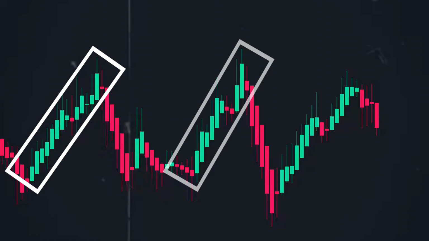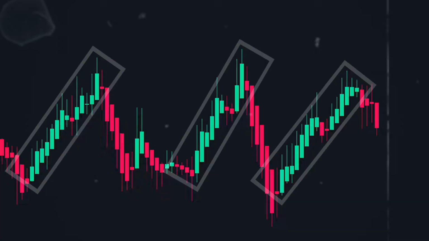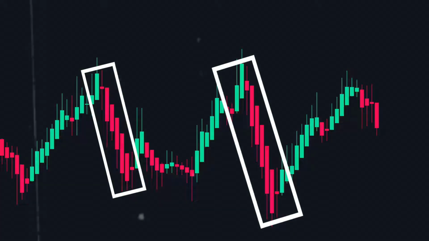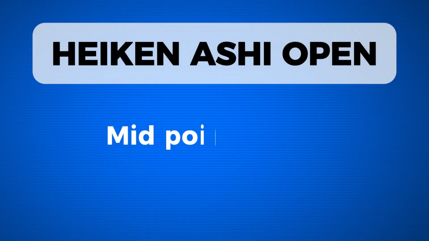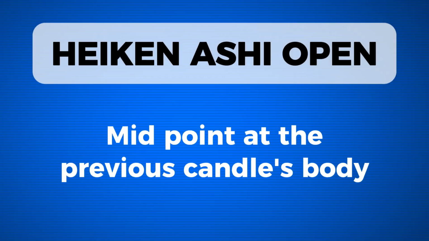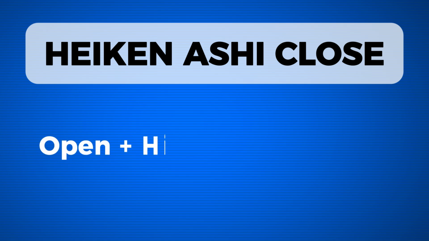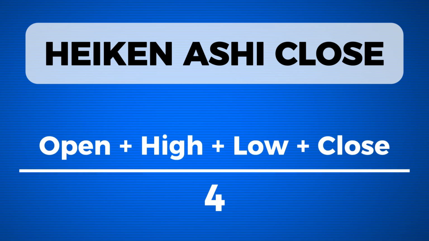Now, here's how they work. Green candles show upward momentum, while red candles indicate downward trends. But the magic lies in how those candles are calculated. Each one is derived from price averages, creating a smoother visual flow. For instance, the open price is averaged with the close of the previous candle, and the close price is calculated as the mean of the open, high, low, and close.